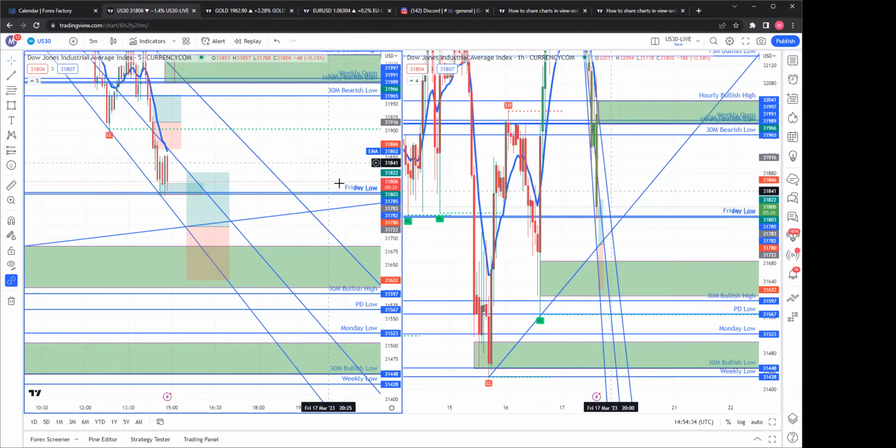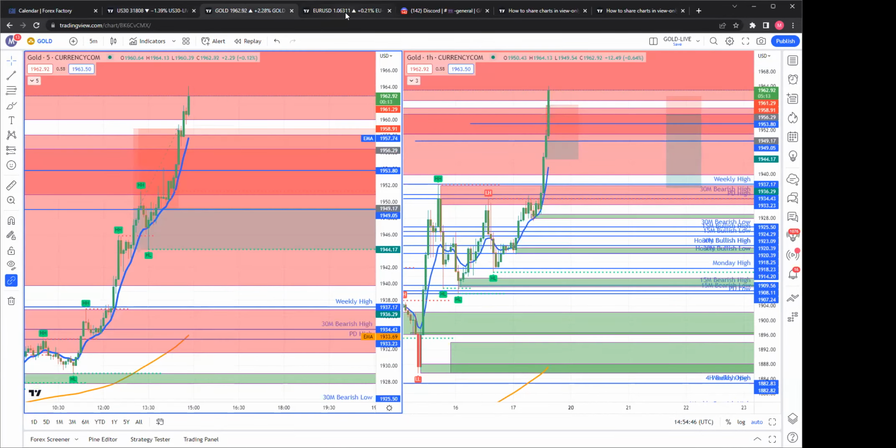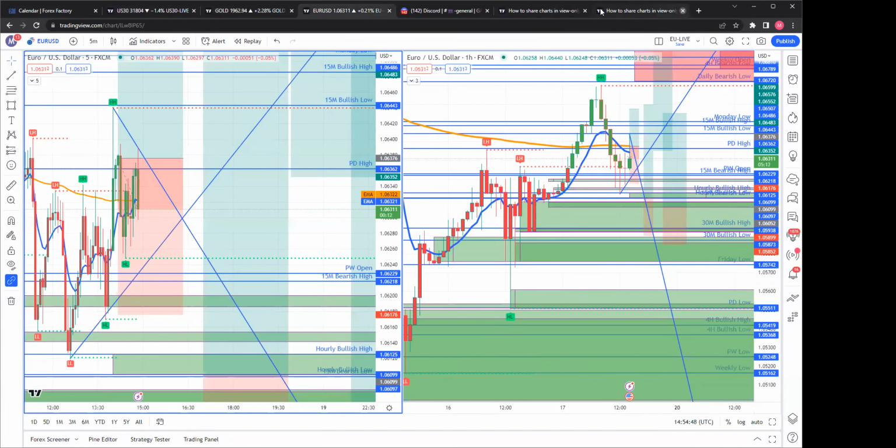US 30 is being held by the Friday low and previous weekly low. Yeah, but I don't see anything else to go over. If you guys have any questions, go ahead and ask. If not, I'll see you guys on Monday.